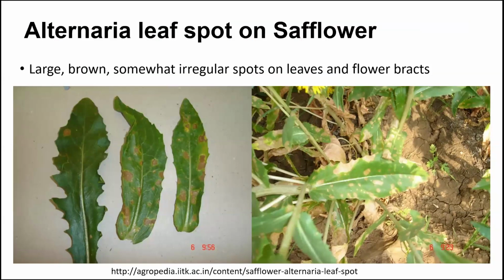One of the more common diseases that's reported around South Dakota on safflower is Alternaria leaf spot. And those are large, brown, somewhat irregular spots that you're going to see on the leaves and the flower bracts. Alternaria is a fairly common fungal disease across a wide range of crops.